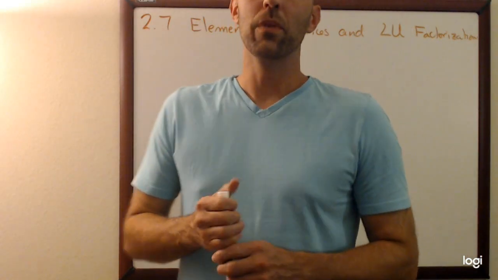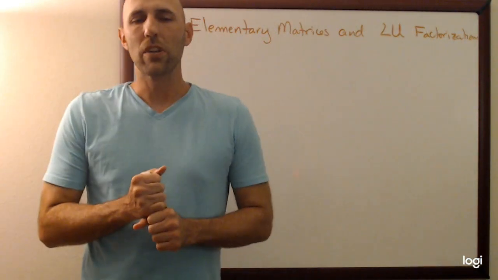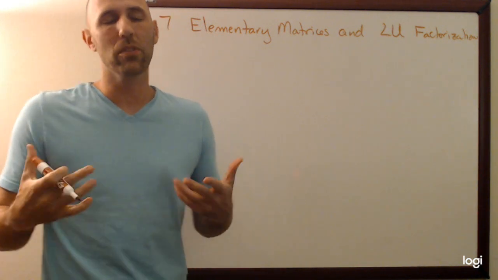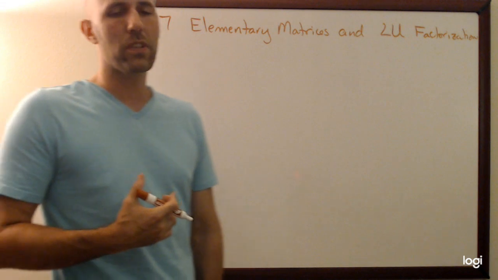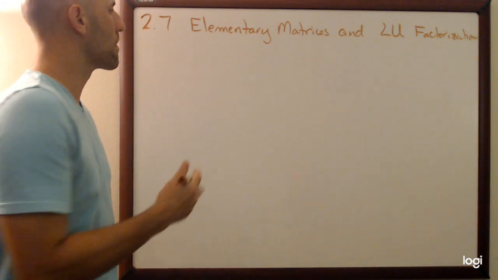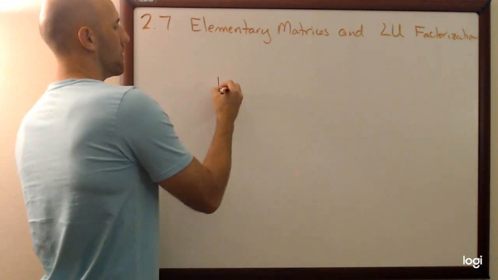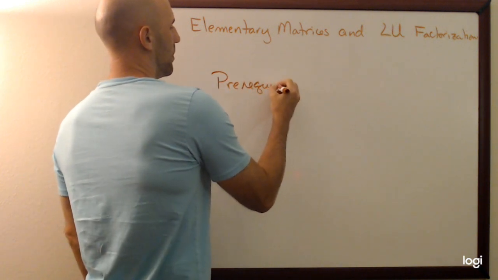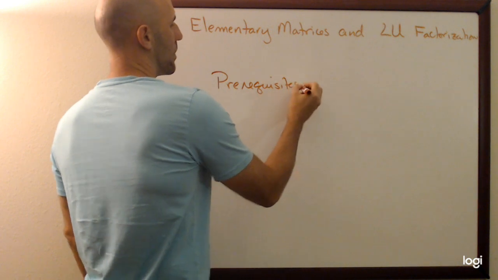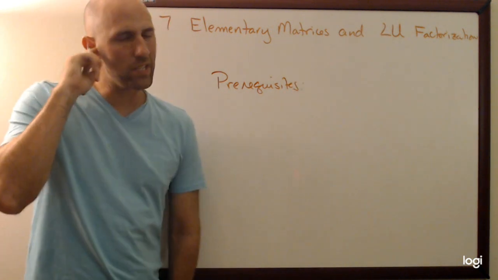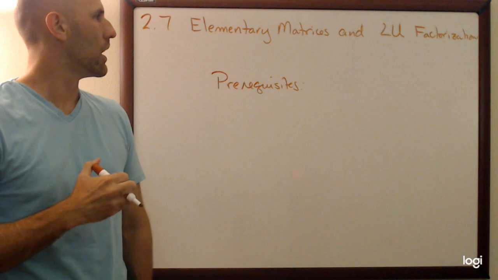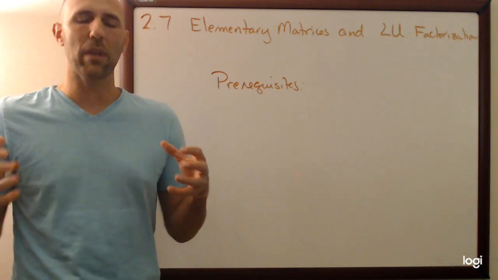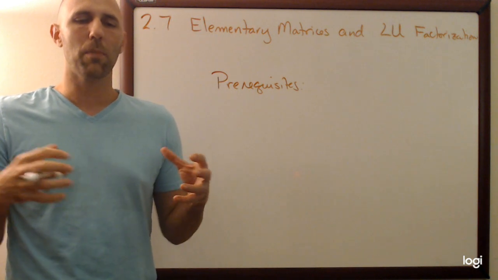Guys, welcome back. We have our next lecture here from section 2.7, Elementary Matrices and the LU Factorization for matrices. This is a pretty simple idea. Elementary matrices are just a definition we'll talk about here in a second. And the LU factorization is a way to decompose a matrix into a couple different matrices, right?